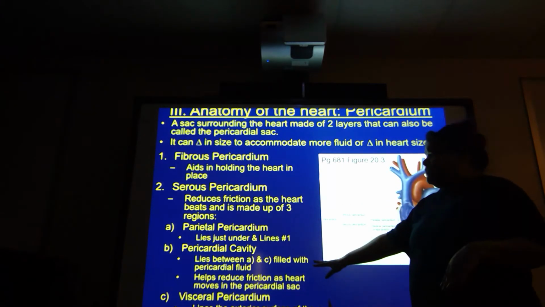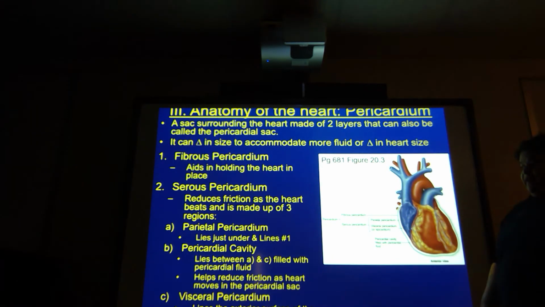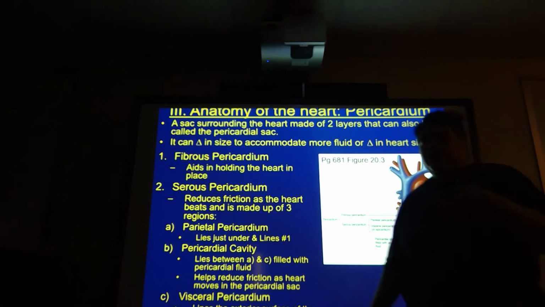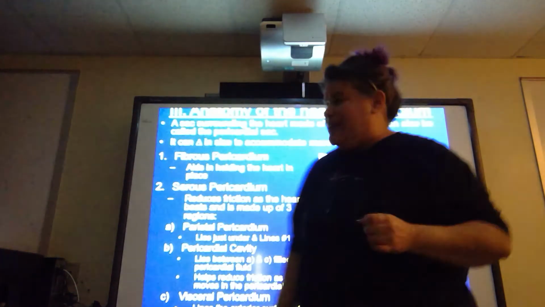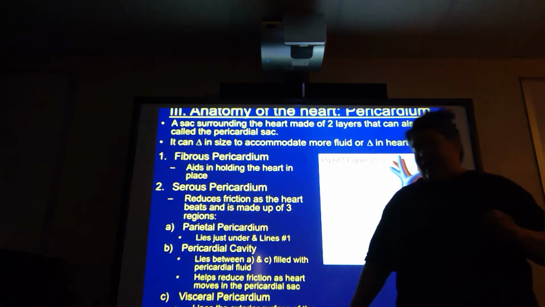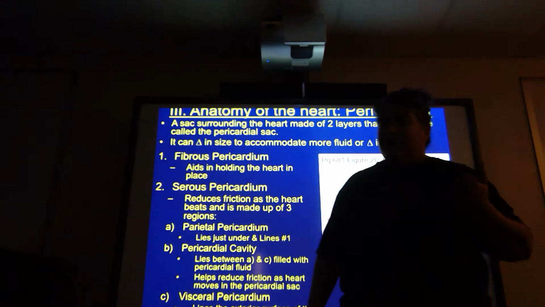In between the surface of the heart, where we have the visceral pericardium, remember, you hear the word visceral. Visceral means internal. They talk about visceral organs. Those are all your internal organs. So the visceral pericardium is like shrink wrap on top of the heart. The parietal is actually covering the cavity that heart is sitting in. And in between, there is space called the pericardial cavity. Now, the pericardial cavity is filled with pericardial fluid.